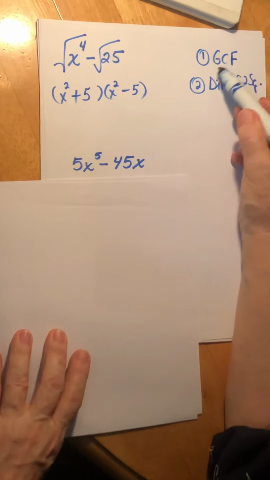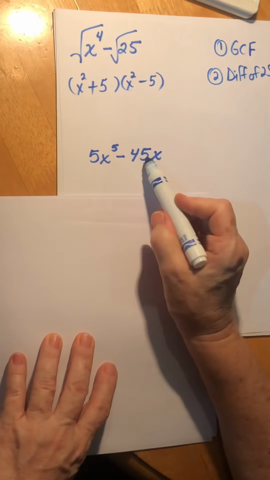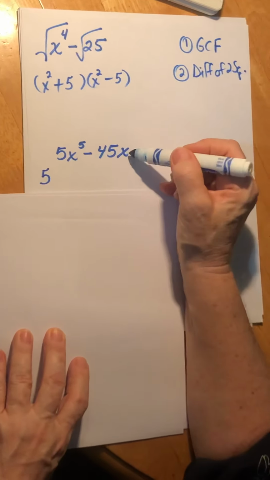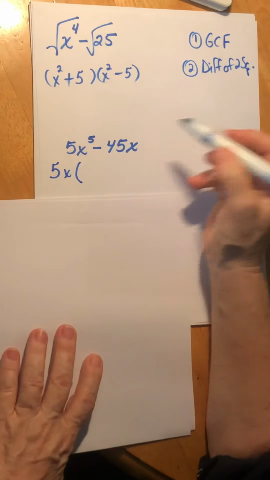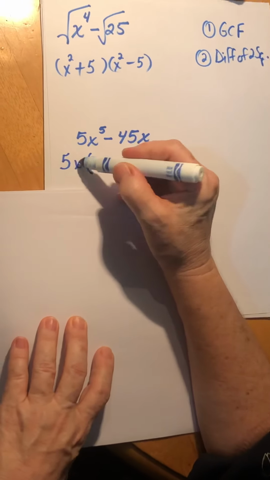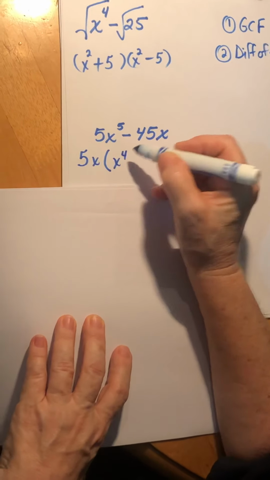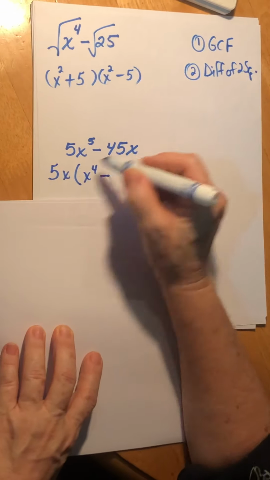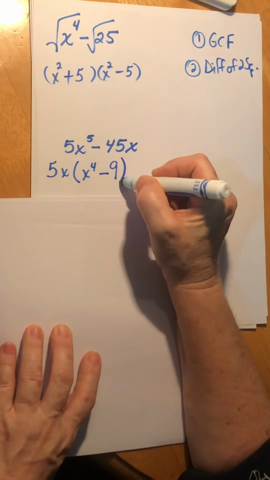Do we have a greatest common factor? Oh, yes, we do. What's in common here with 5 and 45? 5. And between x to the 5th and x, we have 1x in both of them. So now we're ready to divide. 5x to the 5th divided by 5x. These cancel, and it's x to the 4th, because 5 minus 1 is 4. 45 divided by 5 is 9, and x divided by x cancels.